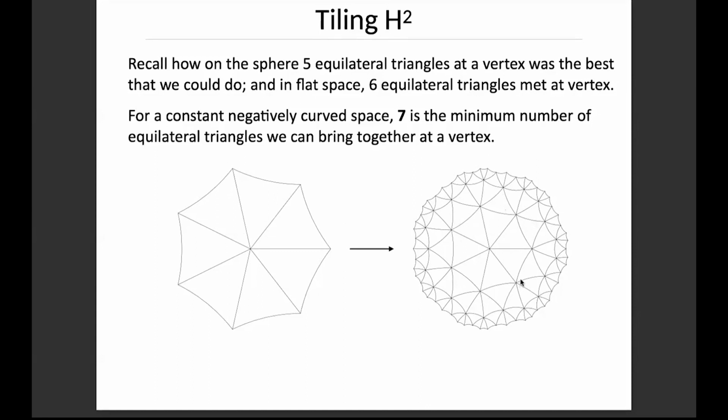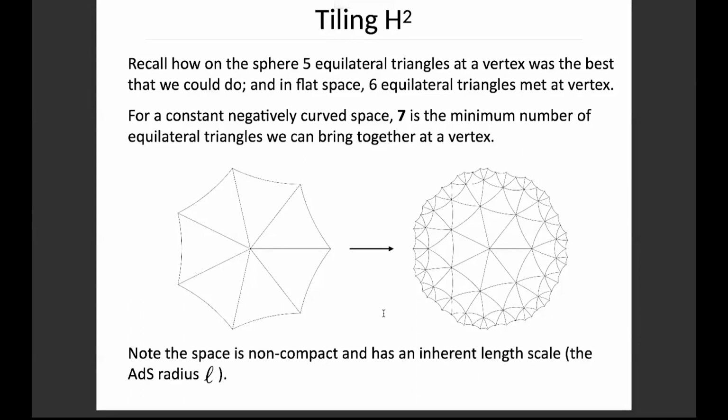Basically, AdS space, this infinite, constantly negatively curved space, has been projected down onto a unit disk here. So it looks like the triangles are getting smaller as you go out, but really, in the actual space, they're all equilateral triangles. I'll point out on the slide that the space is non-compact, kind of like flat space, but unlike flat space, and like the sphere, it has an inherent length scale, the AdS radius, right?